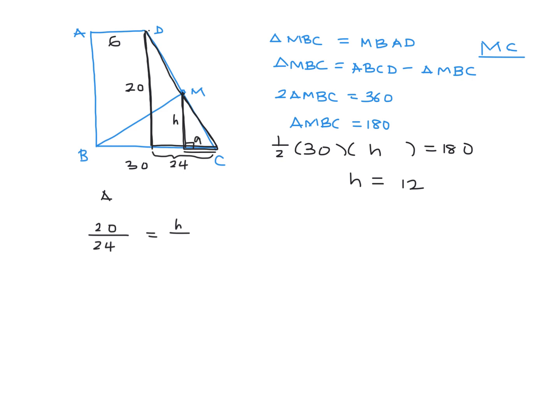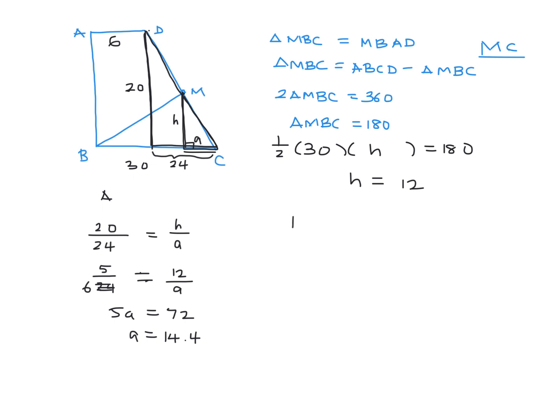to here. And then this is what, 5 over 6. And then H we got 12 over A. So that means 5A is 72. Or 6 times 12 is 72. And therefore, A would be equal to 14.4.